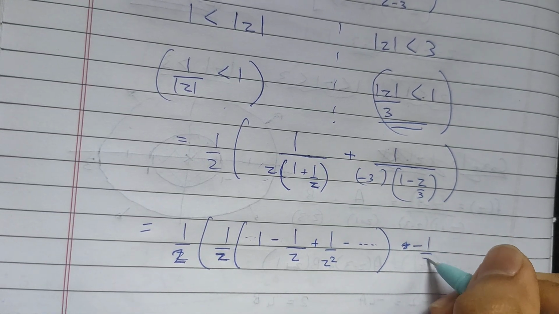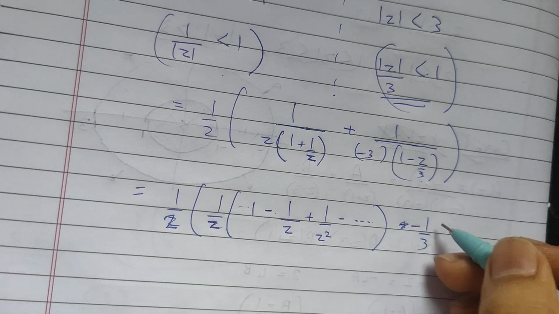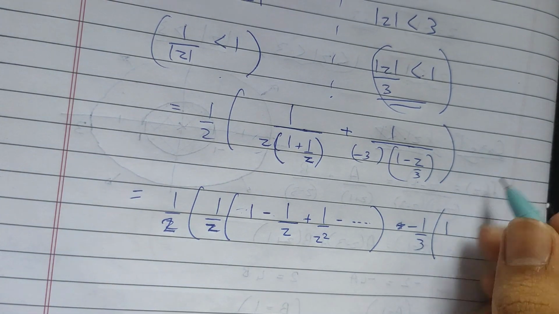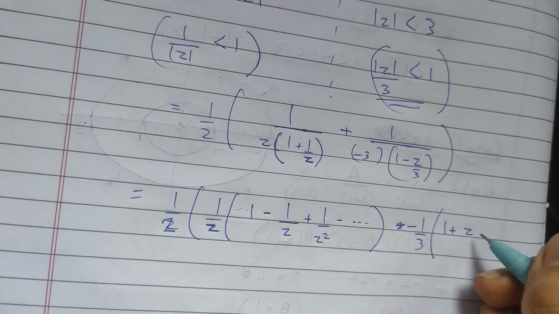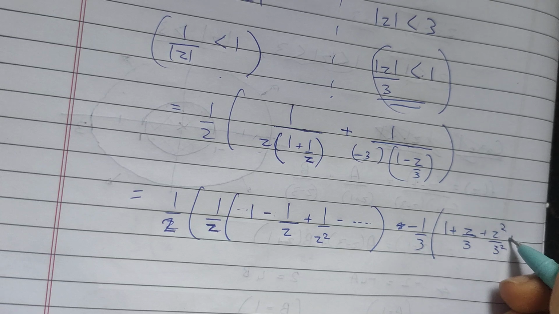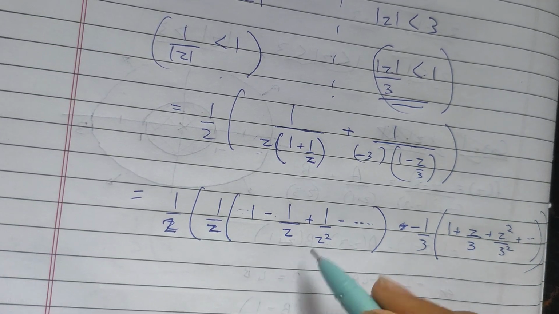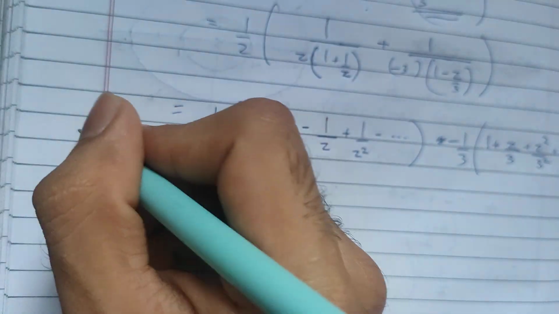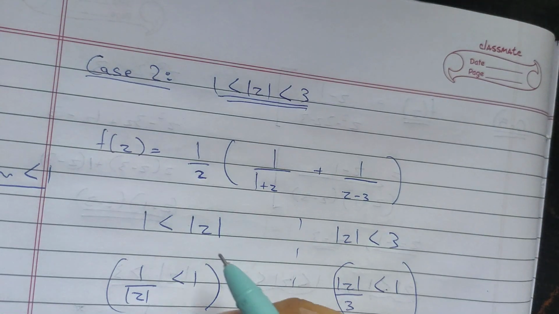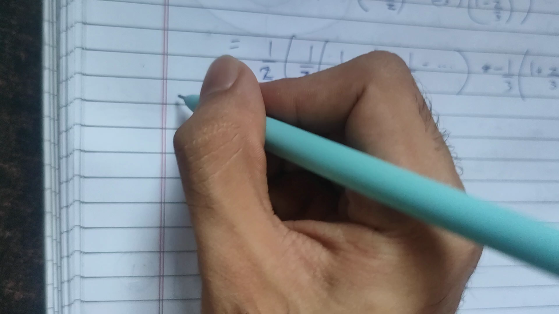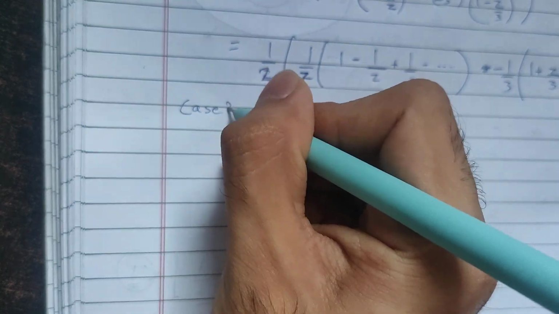And now we have minus 1 by 3, the constant here. Then we'll have, this is 1 upon 1 minus x form, so we'll have all positive terms. 1 plus z by 3 plus z square by 3 square plus dot dot dot. You could solve it further if you'd like, but I like to keep it as it is. This is the Laurent series expansion for case 2, where mod of z is greater than 1 but less than 3. And finally, let's go on to case 3.